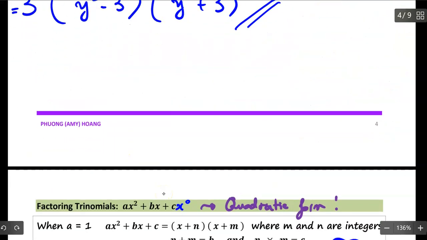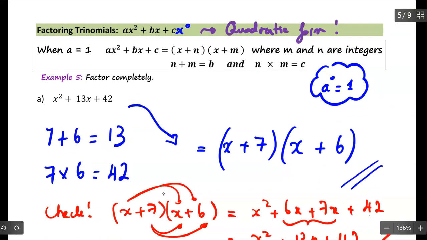Then we factor trinomials when a is equal to 1. The trinomial that we are dealing with has the form of a quadratic. The factor for this trinomial in quadratic form will be the product of 2 binomials. Our variable x will be the same, but the 2 numbers will have to be found by finding 2 numbers.